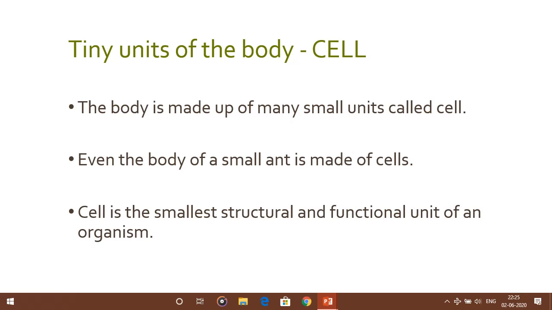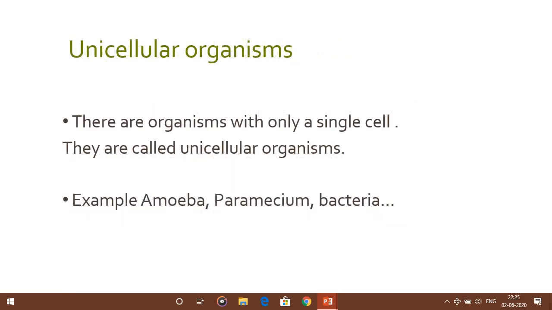And what exactly can we say a cell is? It is defined as the smallest structural and functional unit of an organism. That is a cell. So from there we can classify cell types. Mainly there are two. The first one is the unicellular organisms. What are unicellular organisms? They are organisms with only a single cell. Uni means single, so they are called unicellular organisms. Examples are amoeba, paramecium, and bacteria.